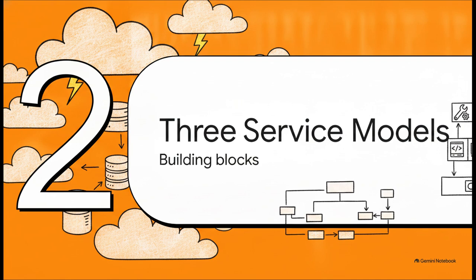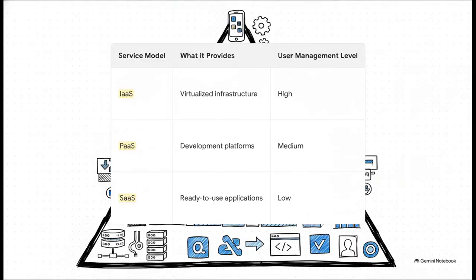Moving on to Section 2, the three service models. Basically, the core building blocks of the cloud. And this brilliantly illustrates how cloud architecture is essentially tiered based on the level of control you, as the user, actually want. Down at the base level, we have IaaS, or Infrastructure as a Service. This is your raw, virtualized infrastructure, the servers, the networks, the storage. You have a really high management load here, meaning you're the one handling the operating systems and firewalls.